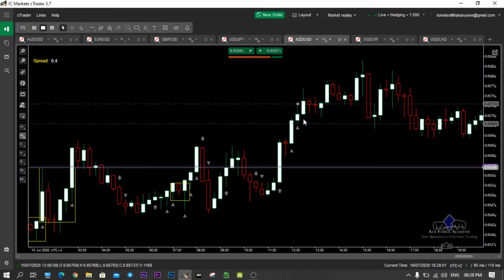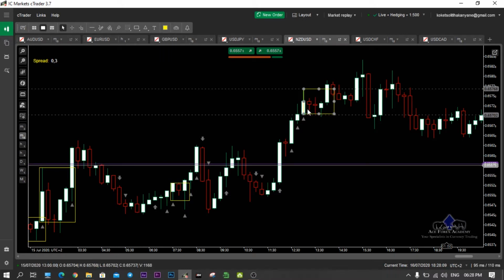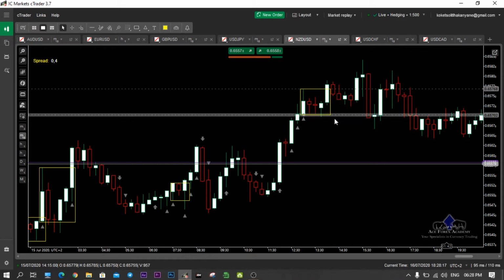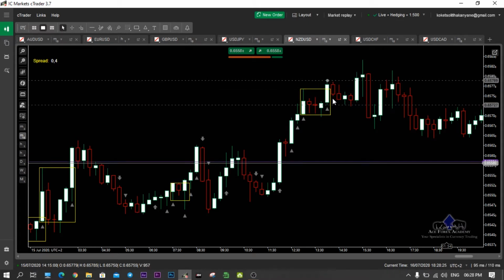Bulls continued, took a bit of a pause, and gave us our area of consolidation before the breakout to the upside. Gave us our higher low and our higher high, and another area of consolidation where they took a break before the breakout. Then had a breakout to the upside.